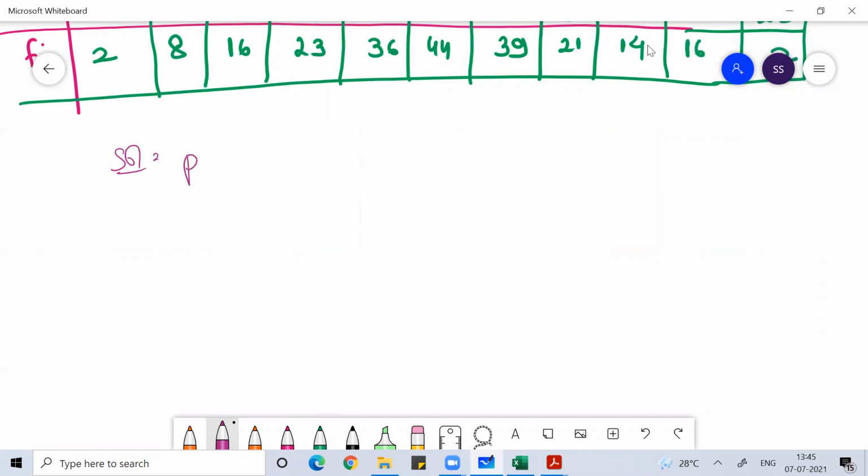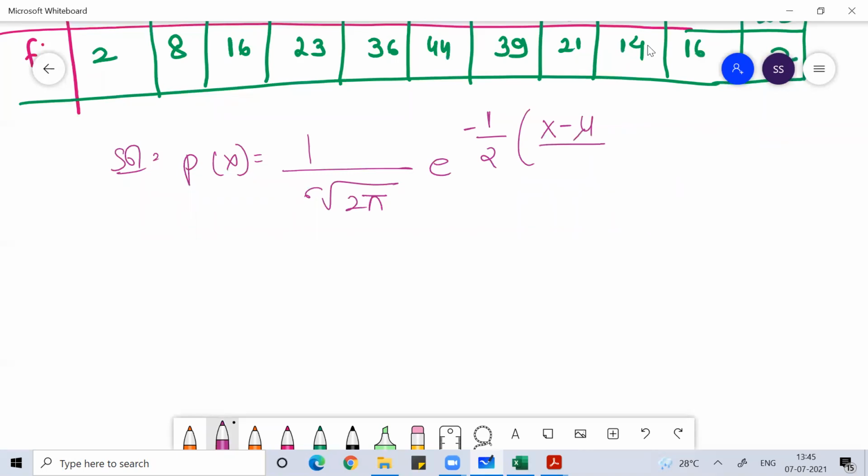So when we talk about the normal distribution curve, the formula for that is 1 by root 2 pi e to the power minus 1 by 2 times (x bar minus mu by sigma) whole square. This is the formula. We studied this formula, right? In this formula, you can understand this is your standard deviation, this is your mean. That part, I think everyone is clear with all this concept.